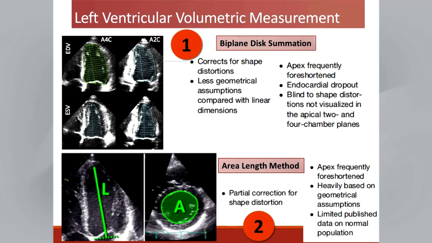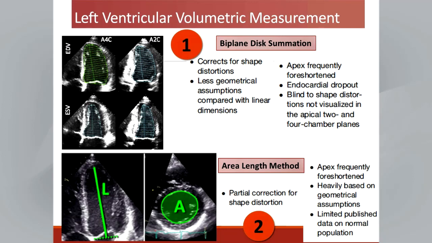Left ventricular volumetric methods, as we all do in most of our labs, should be performed with a biplane disc summation method. We have to be, of course, very careful to avoid foreshortening. This method corrects for shape distortion. It makes fewer geometrical assumptions compared to a linear dimension.